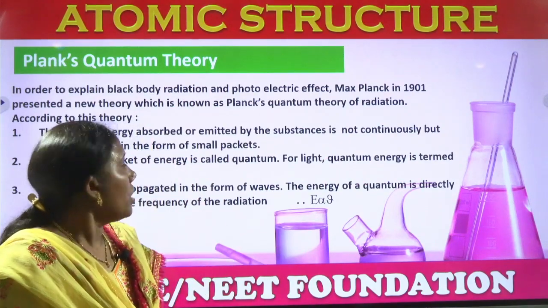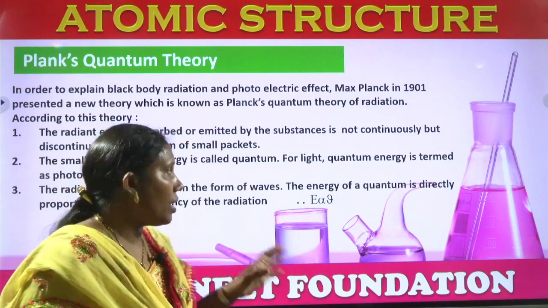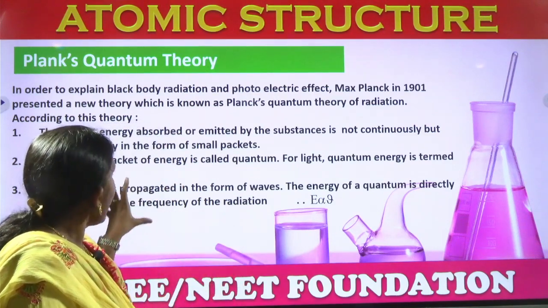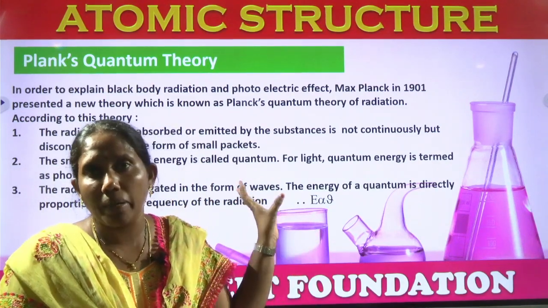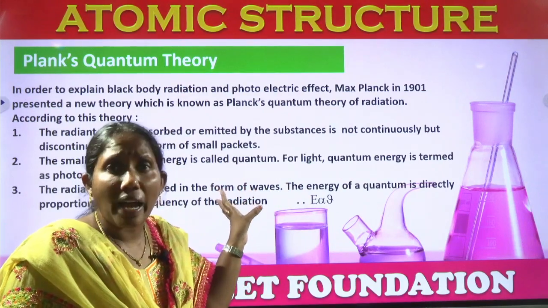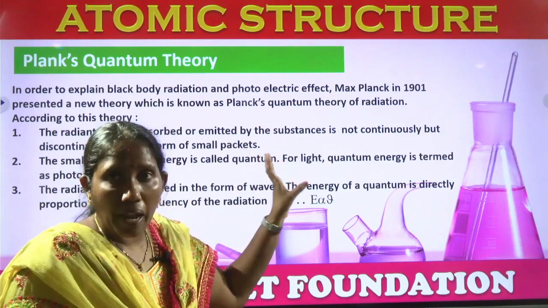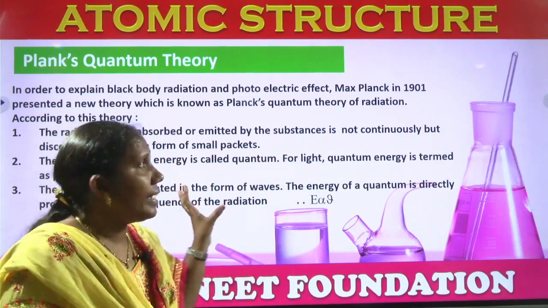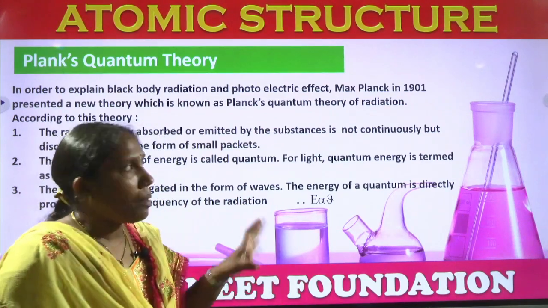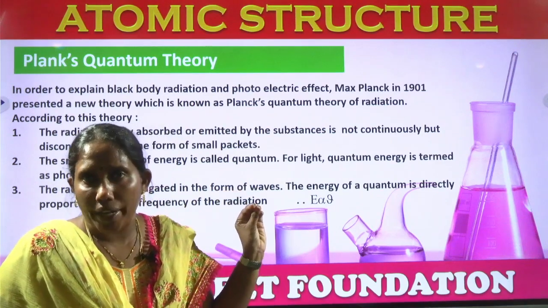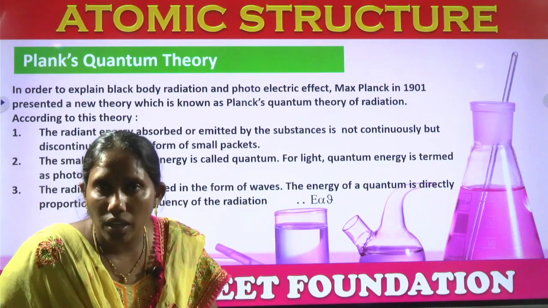See here, first of all, Planck's quantum theory. What is the information given by Planck? Let us see here. In order to explain the black body radiation and photoelectric effect, which are not explained by the electromagnetic wave theory, Max Planck in 1901 presented a new theory which is called Planck's quantum theory. That theory has some important points and an important relation also. That relation is between the energy and the frequency.